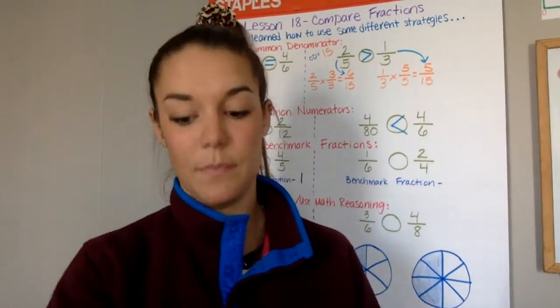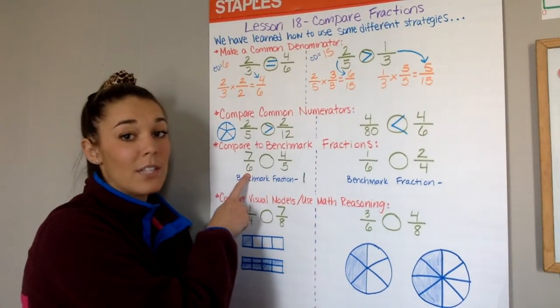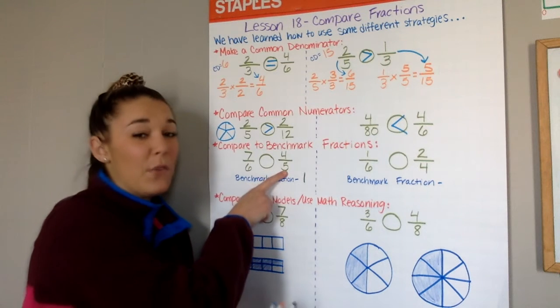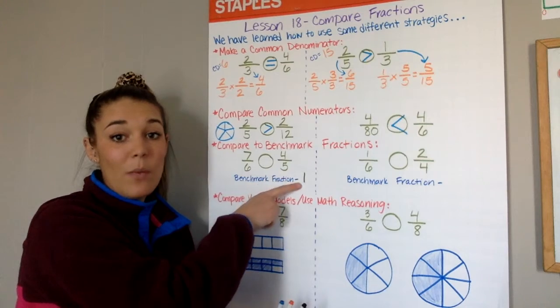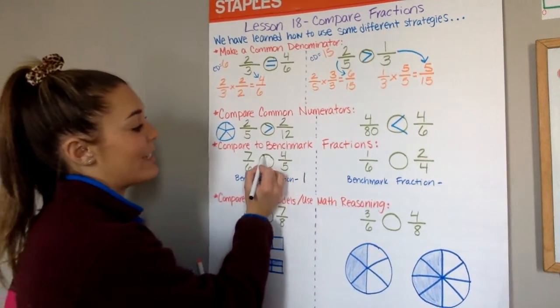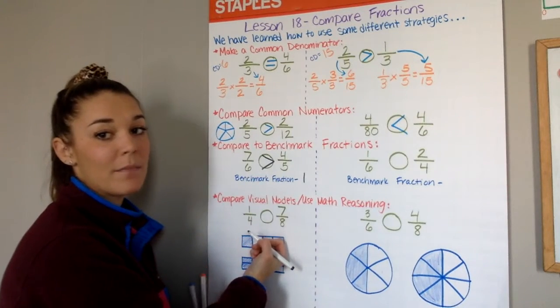So let's look at these again. So now that we know that 7 over 6 is greater than 1, and we just talked about how 4/5 is almost 1, right? So when we compare this to our benchmark fraction 1, we have figured out that 7/6 is greater than 4/5, okay?